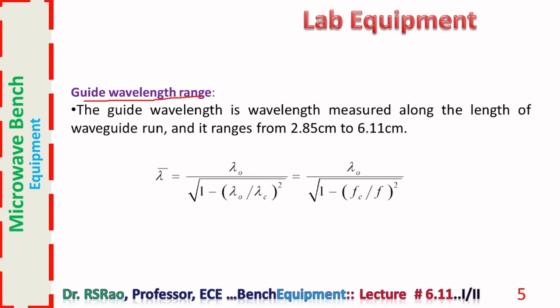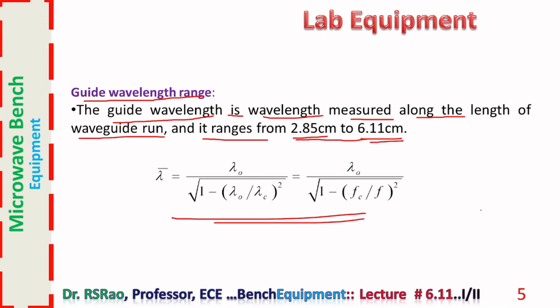Guide wavelength range. The guide wavelength is the wavelength measured along the length of the waveguide run, and it ranges from 2.85 cm to 6.11 cm. How this range has come into being can be found using this formula. While measuring the guide wavelength, if you come across a number like 7 cm as guide wavelength, then one can understand easily that it is a wrong measurement. There is something wrong, an incorrectness, in the measurement process.